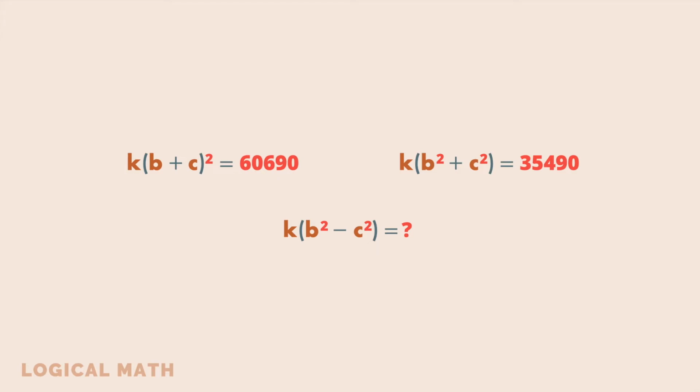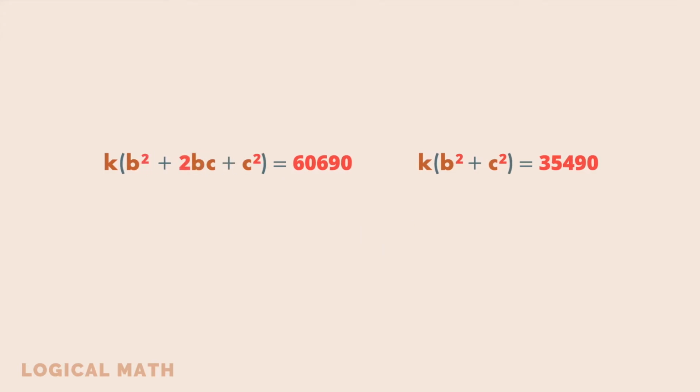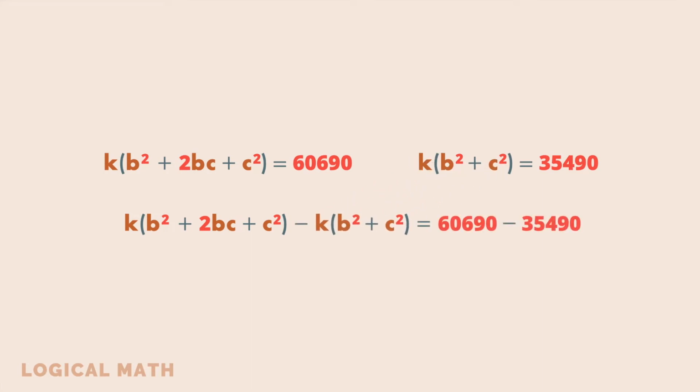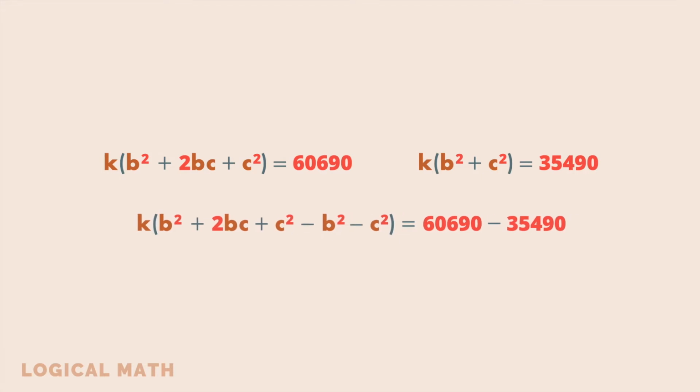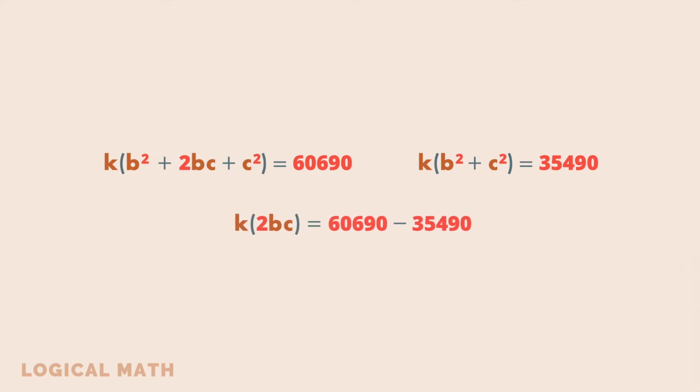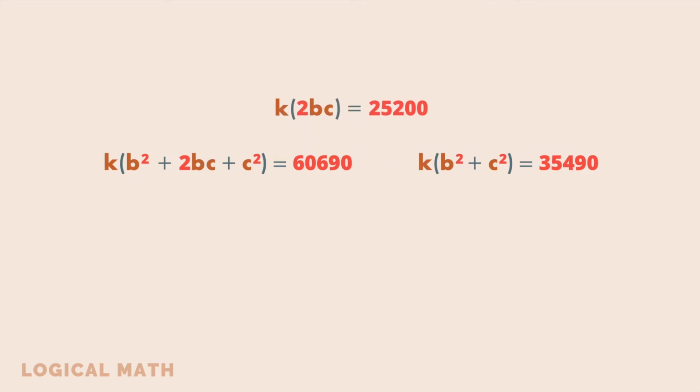In the left equation, we can replace the square of the sum with B squared plus 2 times BC plus C squared. Now let's subtract the right equation from the left one. On the left side of the expression, we can take K factor outside the parentheses. After that, B squared and C squared terms can be cancelled out. So we ended up with K times 2BC on the left. On the right side, we get 25,200. For now, place this equation aside.